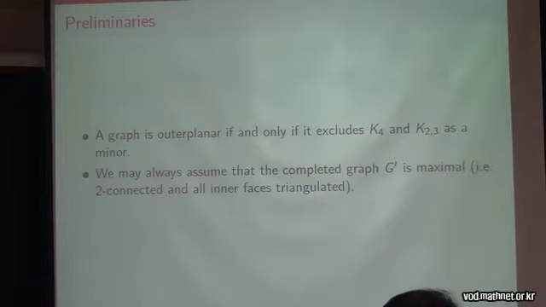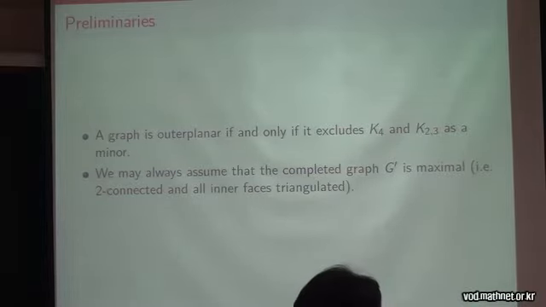So why can we assume that? Suppose that I have obtained a G prime, which is a completion of the graph, which is outerplanar and has diameter at most d. If this is not maximal and not triangulated, then I can just add one more edge while not violating the outerplanarity, right? And this never increases the diameter. So you can always assume that the graph is two-connected and inner faces are triangulated, meaning that it's maximal.